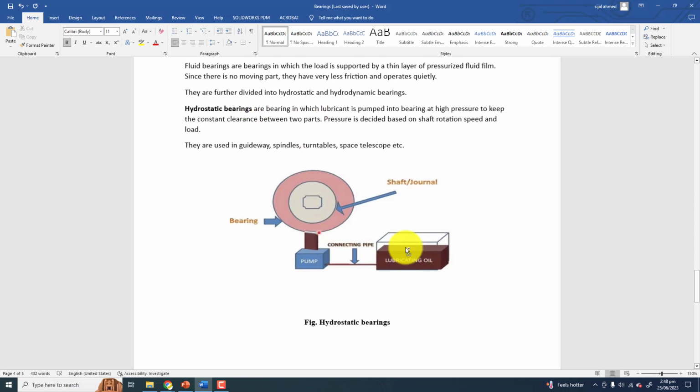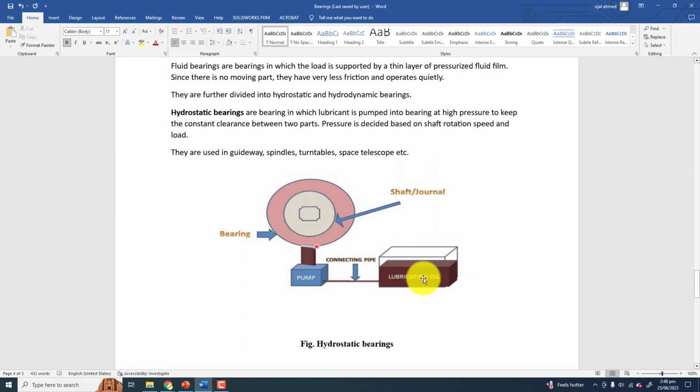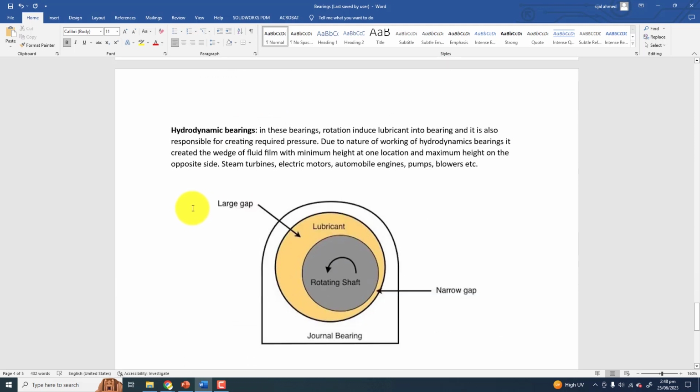Okay, so you can see the figure here. We have the lubricating oil in some reservoir. We have the pump, and we have to pump the oil at constant pressure depending on the loading capacity of the bearing. So if there is more load, the pump should be pumping at high pressure and with more lubricating oil. And they are used in guideways, spindles, turntables, and space telescopes.